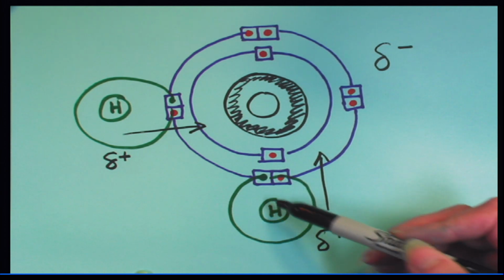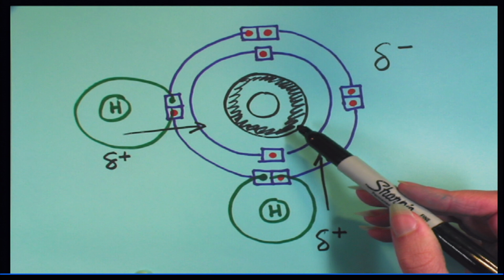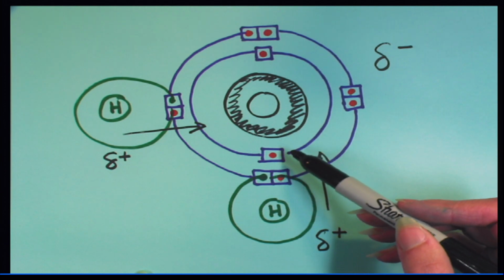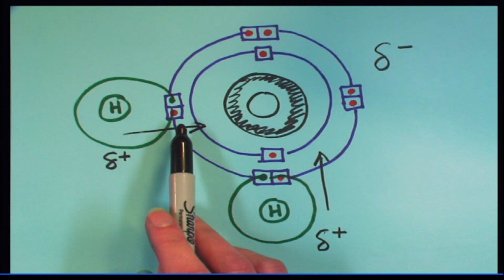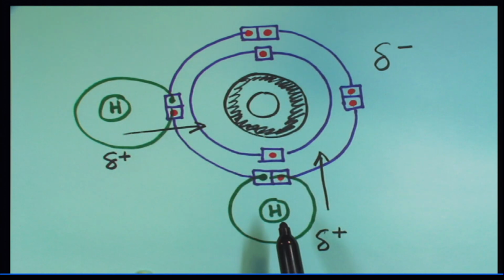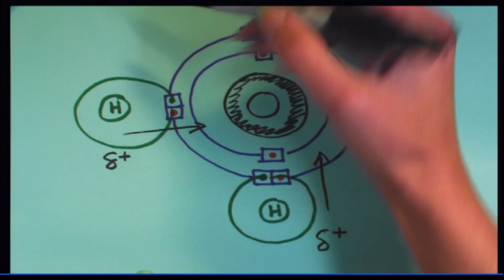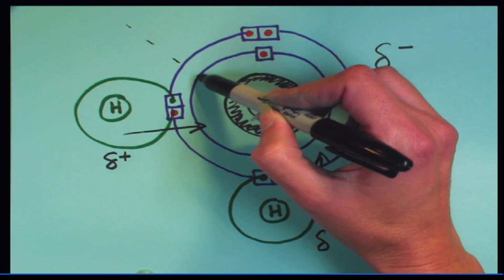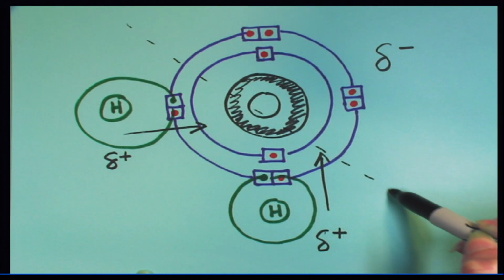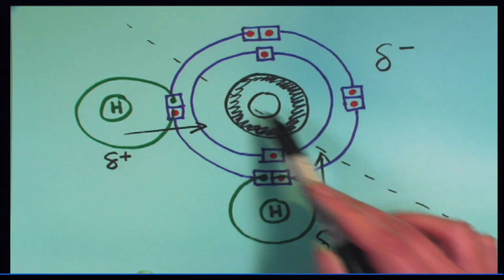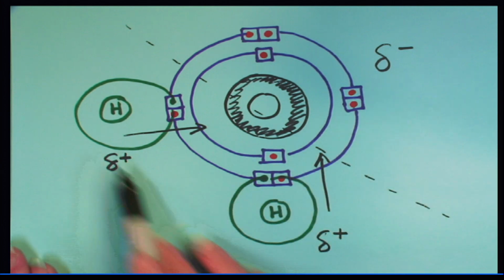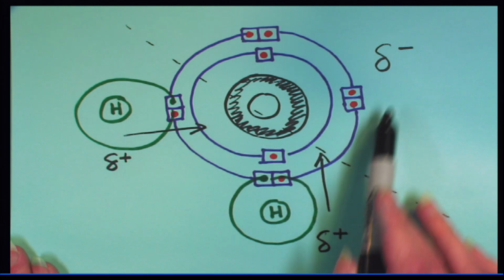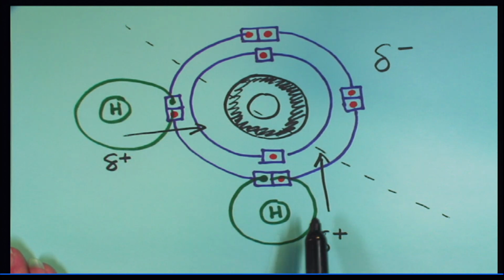A covalent bond between this hydrogen and this oxygen with an unequal pull. In other words, the electrons are not shared 50-50. Same thing here. These electrons are not split 50-50. The result is going to be a polar molecule. In other words, if I draw a line here, this side of the molecule has more electrons around it than this side does, and it creates a partial negative and a partial positive.